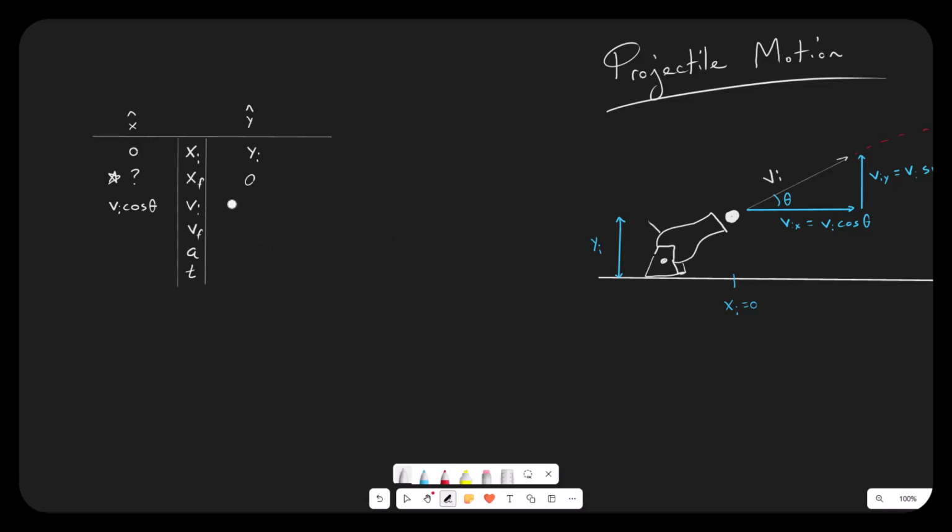My v initial y is going to be v initial sine theta. Alright, now I'm going to have to actually do, well, not quite yet. My acceleration here is going to be negative g, so negative 10 meters per second squared, because all I've got is gravity.